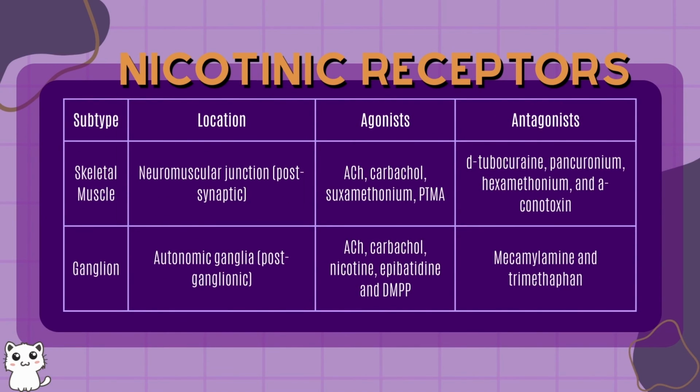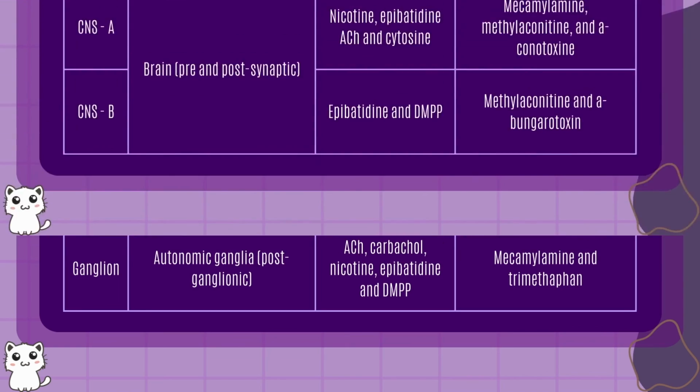The subtypes of nicotinic receptors include the skeletal muscle and ganglion types. In skeletal muscles, they can be found at the neuromuscular junction, postsynaptic, where the agonists are acetylcholine, carbachol, succinylmethonium, and PTMA, and the antagonists are as mentioned. Meanwhile, the ganglion subtype is located in the autonomic ganglia, which is postganglionic. Its agonists are acetylcholine, carbachol, nicotine, epibatidine, and DMPP. Its antagonists include mecamylamine and trimethaphan.